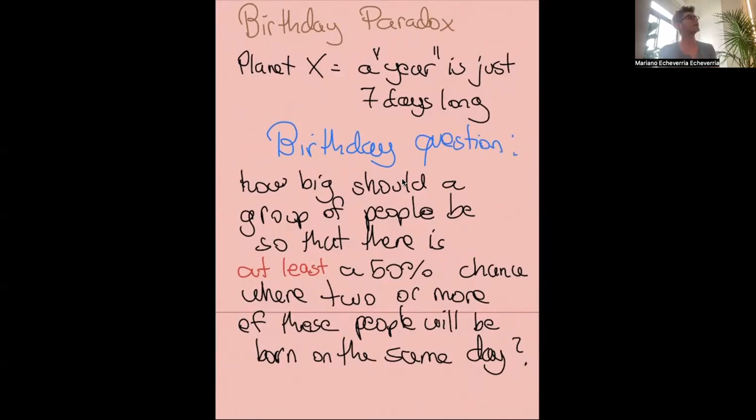So first, I don't know if the question even makes sense, right? Everyone can be born only in one of 7 days, like in a week, basically. And am I asking how big should your group of friends be so that there's at least a 50% chance that 2 or more people in this group of friends will share a birthday? Okay.